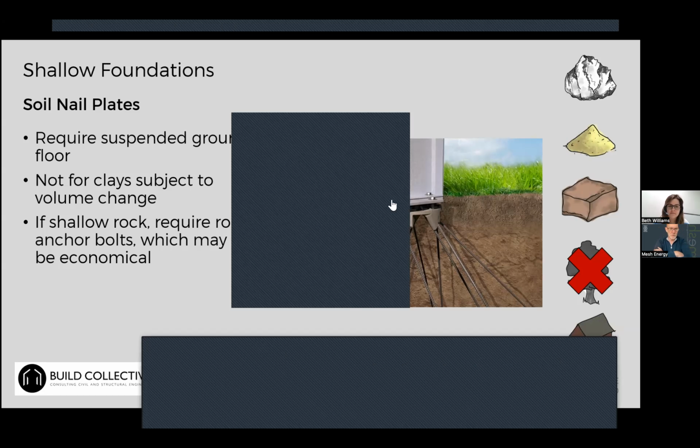Oh, Jamie's just got in with one question. Beyond substituting aggregates within concrete, is there anything else that could be done to reduce the carbon loading on concrete foundations?